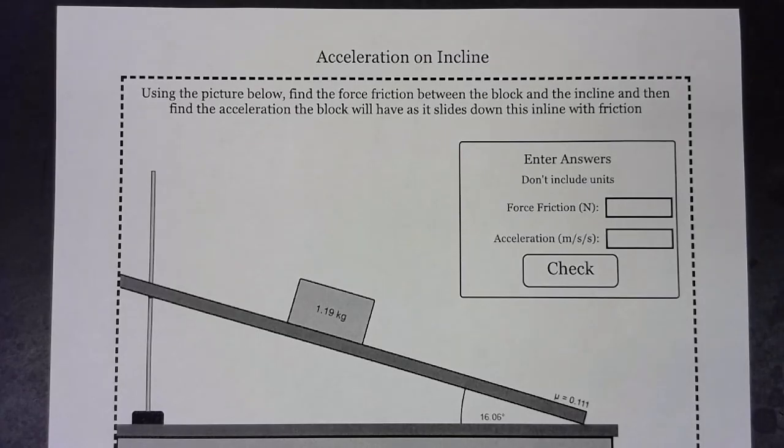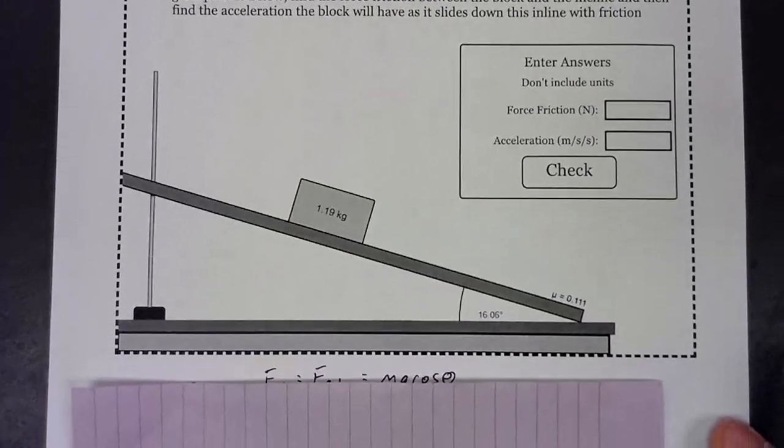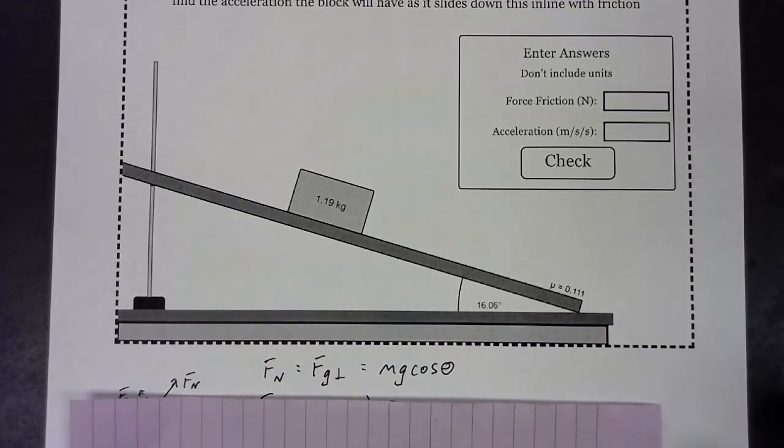Acceleration on incline. Here we have a block on an incline. We have to consider friction, and we're thinking about the block as it is sliding down. So that means we're considering kinetic friction rather than static. So let's start by finding the force of friction.